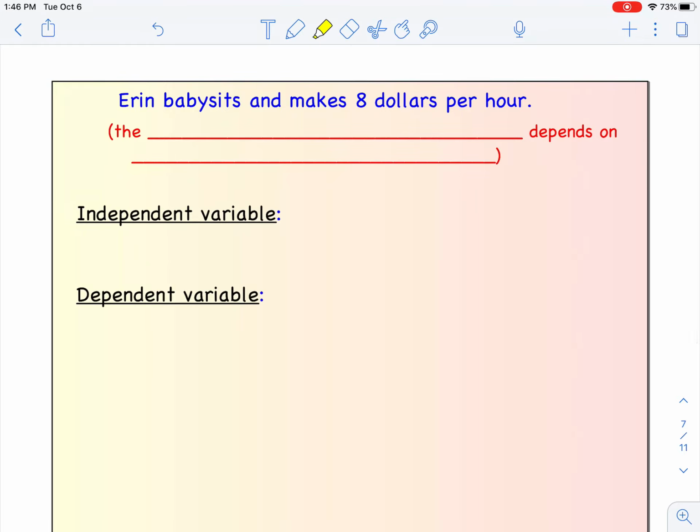Here's another one. You fill in the blank. Aaron babysits and makes $8 per hour. The blank depends on blank. Fill that statement in and then see if you can identify the independent variable and the dependent variable. Pause the video, write it down, and then start it again.